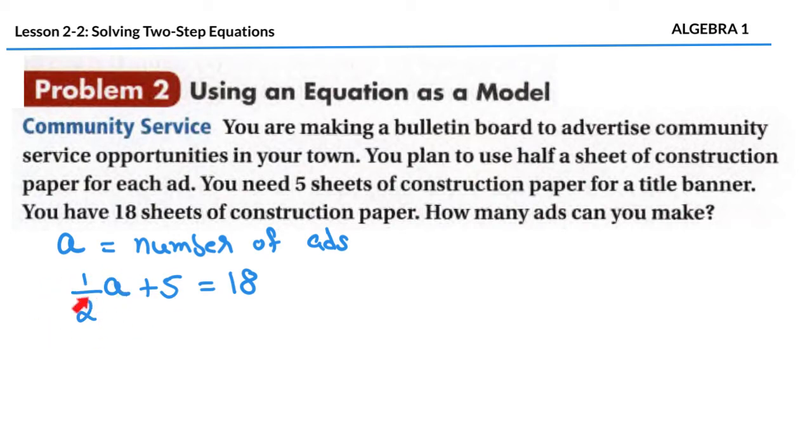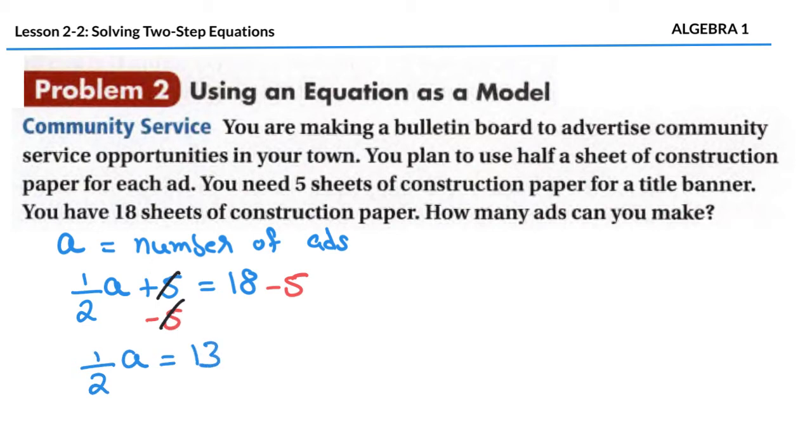So isolate the variable. Which is the first operation that you will perform? Will you perform multiplication first, or will you remove the addition first? You will remove the addition first. How? By subtracting 5 on both sides. So what happens? Plus 5 and minus 5 cancel. You are left with half times A is equal to 18 minus 5, that happens to be 13.